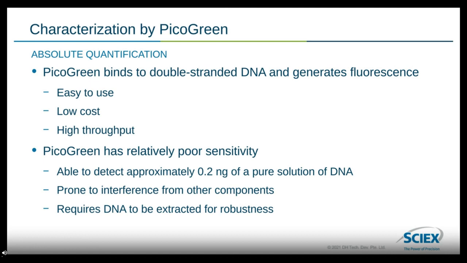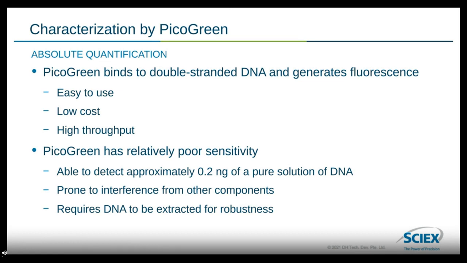Well, one approach we use is just quantitation by PicoGreen. We have a dye that binds to double-stranded DNA and generates a fluorescent signal, whereas unbound dye emits very little fluorescent signal. Pretty simple. One of the advantages is it's very simple to use, very low cost, and it has some utility for samples with high levels of DNA that you might see in your upstream processes.